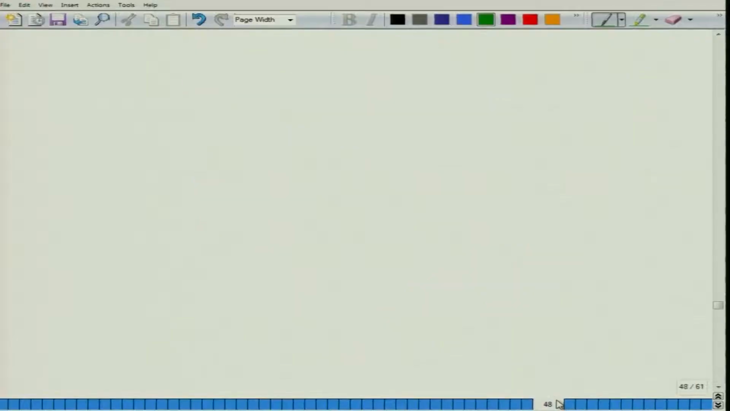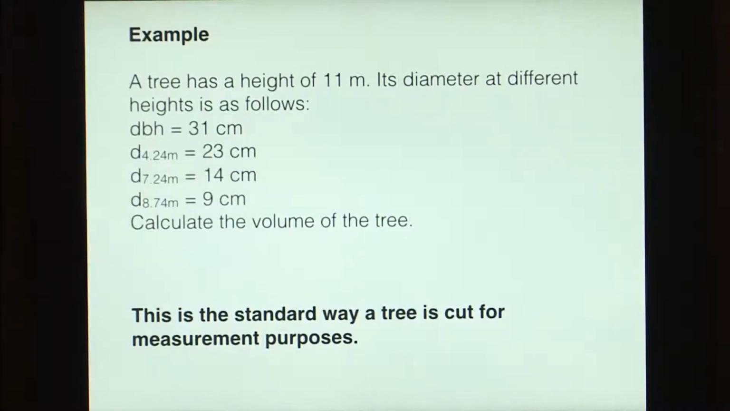So, now let us look at some numerical problems. This is an example problem. A tree has a height of 11 meters, its diameter at different heights is given, and we need to calculate the volume of the tree. Now, this is an example situation, but it tells us the standard way in which a tree is cut for measurement purposes. So, let us now try to solve this problem.